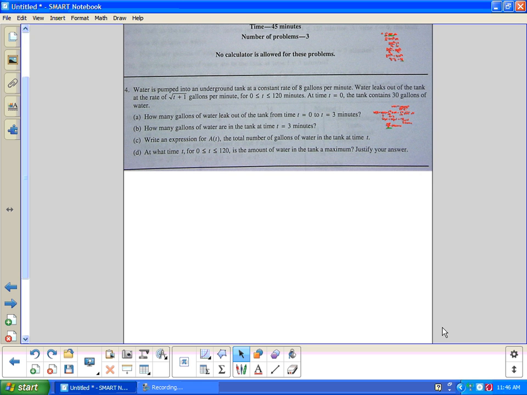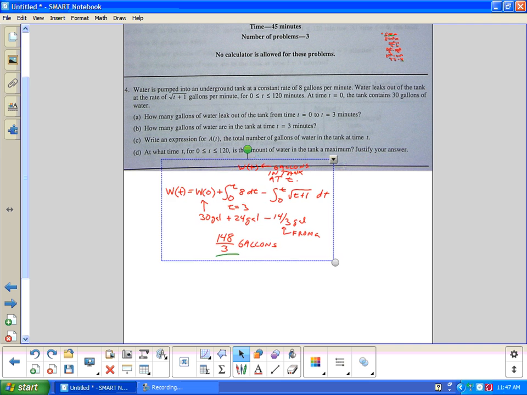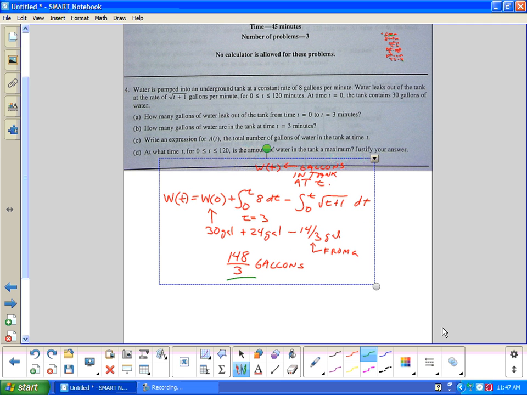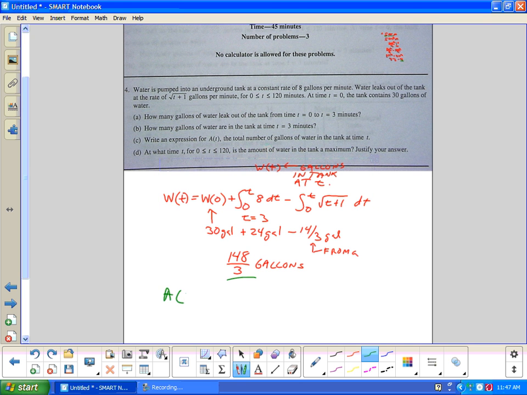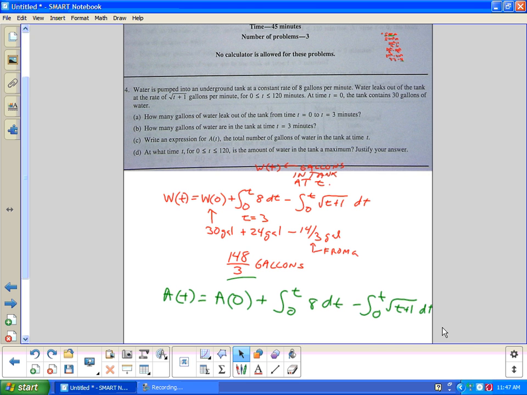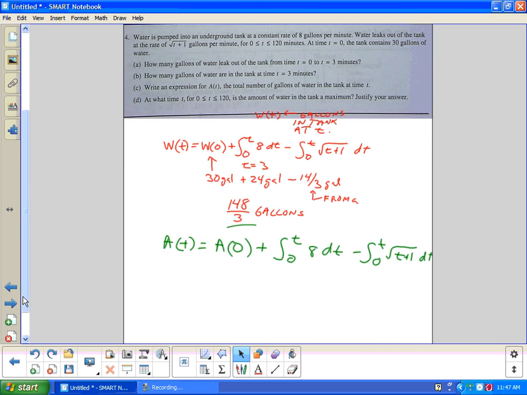Maybe I should have used A sub t, because guess what? My argument is I have that function. I bring this one back down and make it big. They want me to use A sub t. So if I do that, do you guys agree A sub t is equal to A sub 0 plus the integral from 0 to t of 8 dt minus the integral from 0 to t of square root of t plus 1 dt. Now, they're not going to want you to leave A 0 for this one.